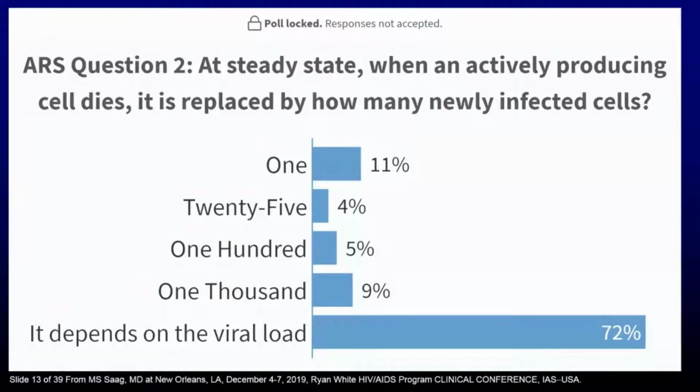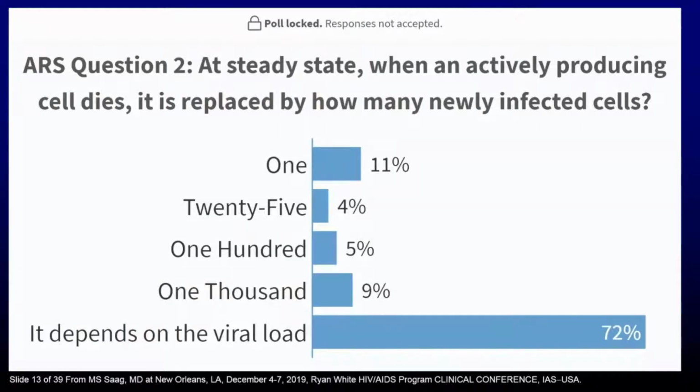Only 11% of you got it right. And I suspect that the people that got it right were either engineers or have a physics background. All right, or maybe not. They just remember basic things. So by definition, at steady state, if viral load is proportional to the number of cells, when one cell dies, it's replaced by precisely one cell. It doesn't matter what the viral load is. Sure, if the viral load's 1 million, a whole lot more cells are infected. But when one dies, it's replaced by one.